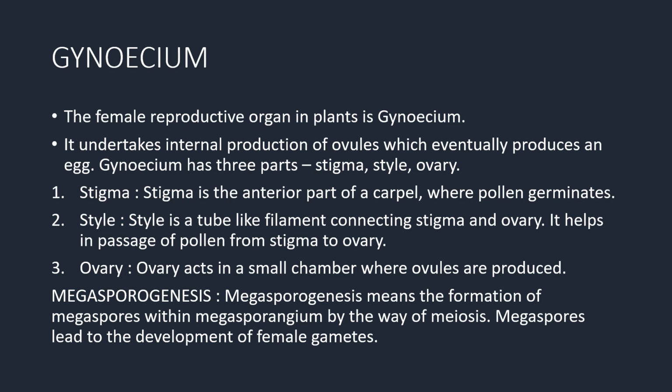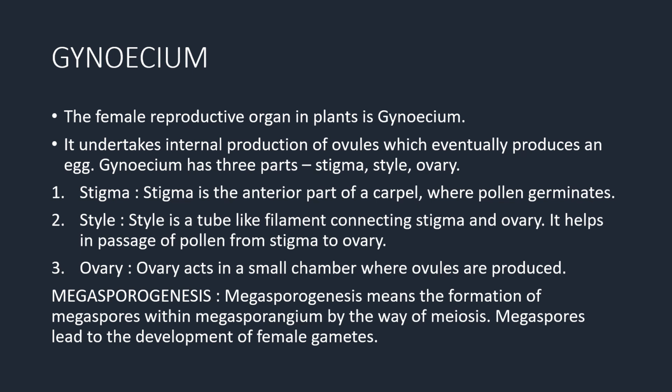Gynoecium. The female reproductive organ in plants is gynoecium. It undertakes internal production of ovules, which eventually produces an egg. Gynoecium has three parts, which are stigma, style, and ovary. Stigma. Stigma is the anterior part of a carpel where pollen germinates.